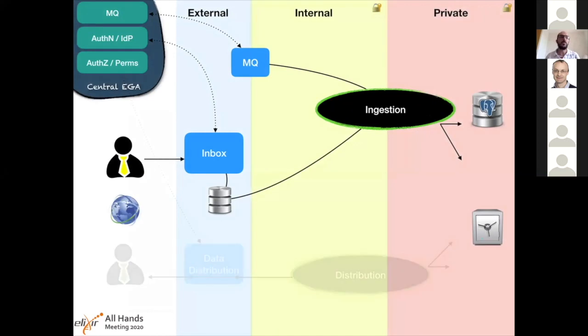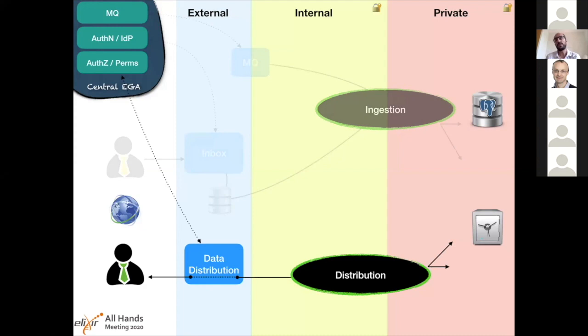So the architecture is as follows. The submitter will drop their files into an inbox that goes into a hard drive. The ingestion mechanism has access to the hard drive, of course, and you have different layers for the network between the external one, the internal one, and the private one. There is a communication with central EGA through message queues, and the inbox knows the list of users through the authentication mechanism or the identity provider. This is the ingestion, and then the second part would be the distribution part.